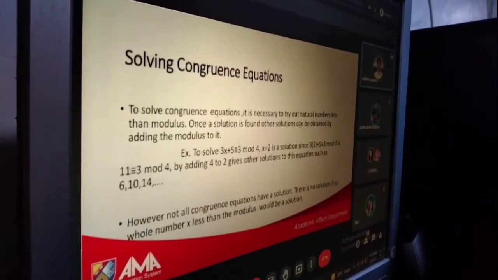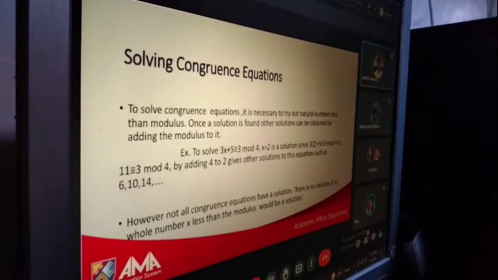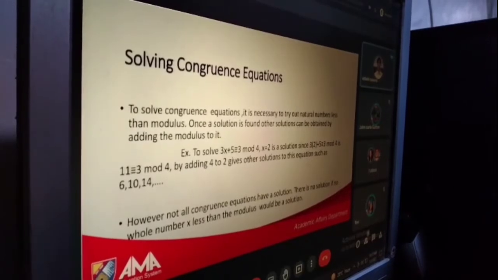Simply substitute the value of x in the variable and then proceed with the solution. So in the addition, we will have 11. 11 is congruent to 11 with the modulus of 4. Is that right? 11 is equivalent to 3 with the modulus of 4. So we just add the modulus to get the given sequence.